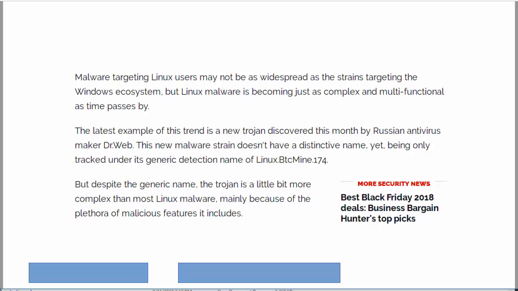It starts out talking about how malware that targets Linux is not as widespread as malware that targets Windows, but that Linux malware is becoming very complex and multifunctional. The latest example is a new Trojan discovered just this month by the Russian antivirus maker Dr. Web. This new malware doesn't have a distinctive name yet, but despite the generic name, the Trojan is a little bit more complex than most Linux malware, mainly because of the plethora of malicious features that it includes.